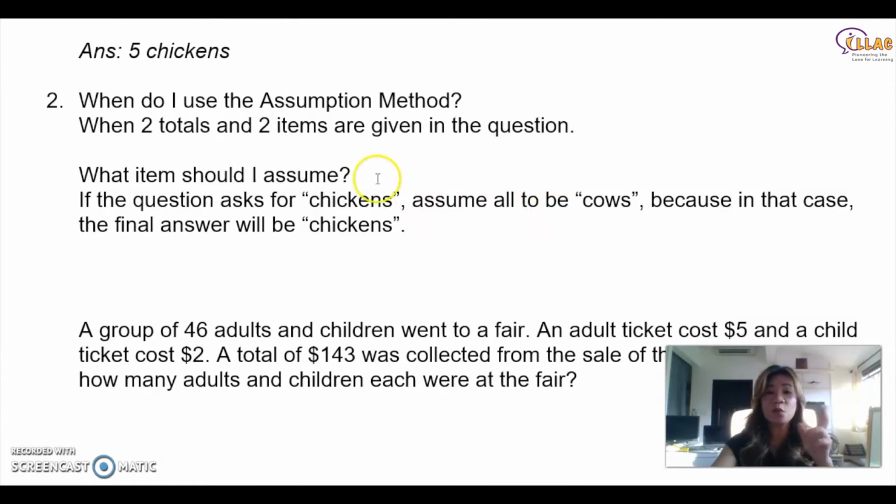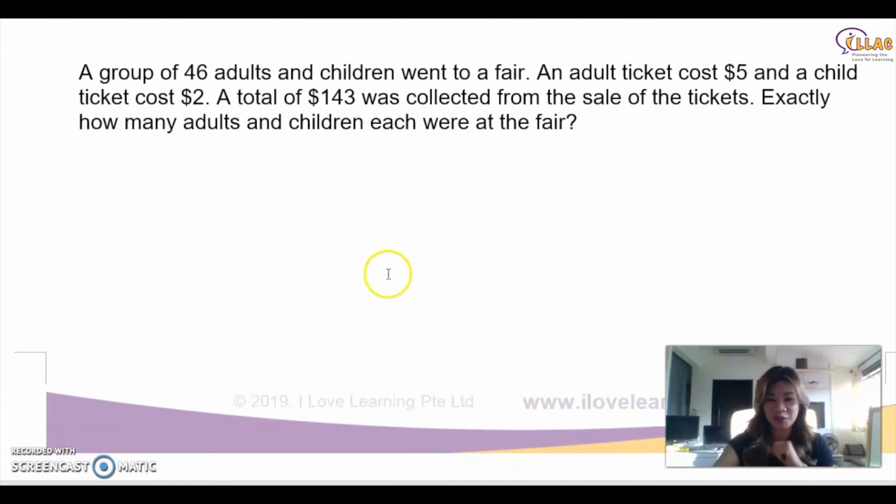So let me summarize. When do you use the assumption method? When two totals and two items are given in the question. So what item should you assume? If the question asks for chickens, you assume all to be cows, because in that case, the final answer will be chickens. Why don't you try this question on your own? Take a read, pause the video at this moment so that you can do this question on your own.